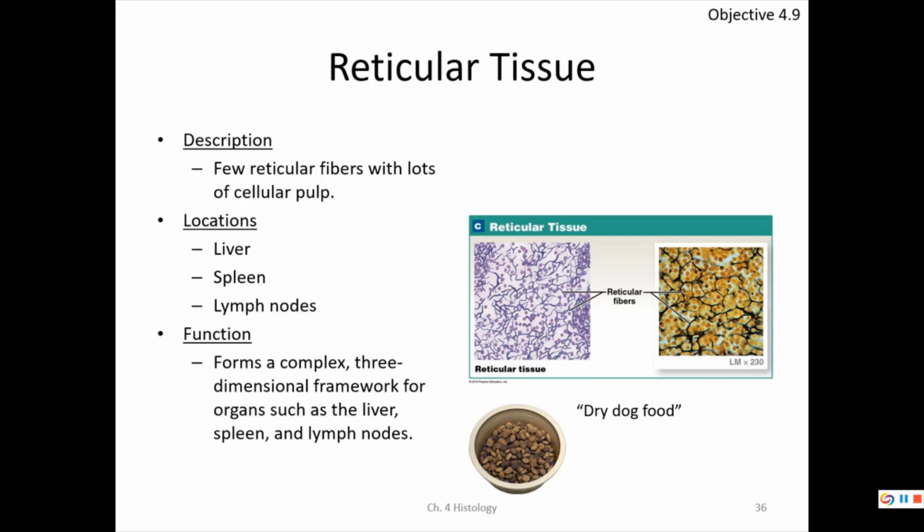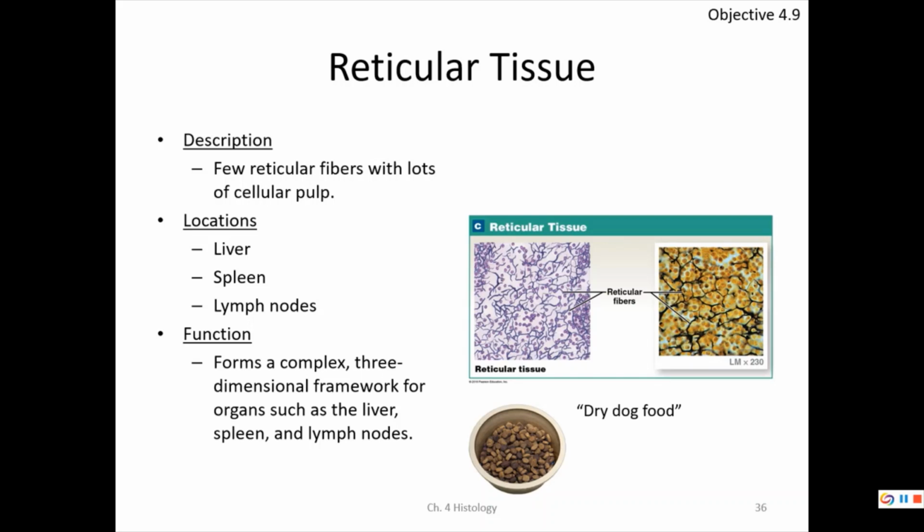Now, reticular connective tissue, very loose again. You'll see a little bit of fiber here. These very black fibers in this are stained. These are reticular fibers, and then there are these cells, types of blood cells that might be present. We call that pulp. It's found in liver, spleen, and lymph nodes. So think about dog food, liver-flavored dog food. It's what I see when I look at this. I think of dog food. It forms a framework of these squishy organs, like your liver, spleen, and lymph nodes. It forms the three-dimensional framework for those, okay?